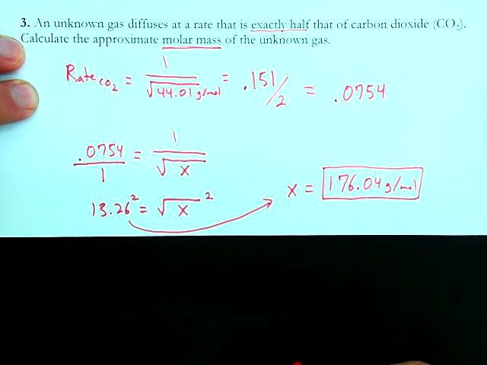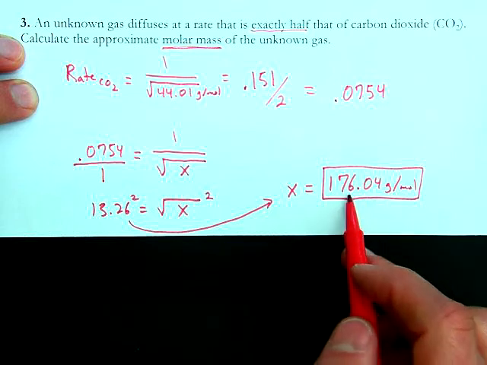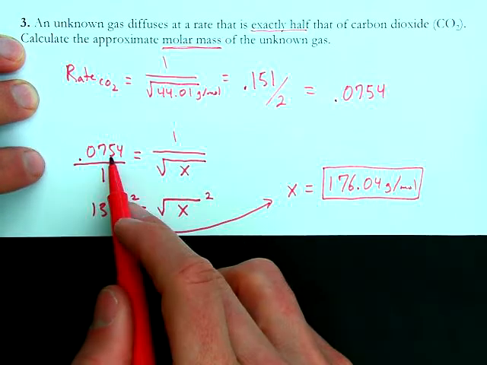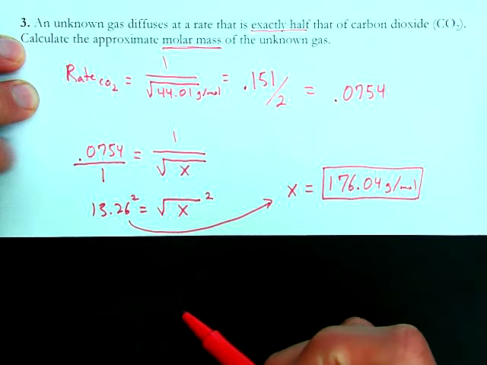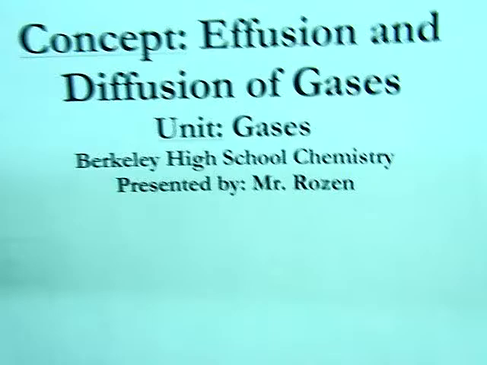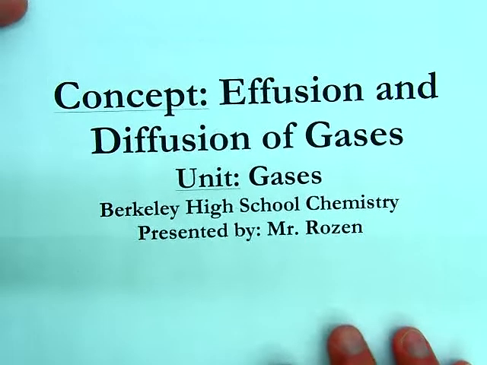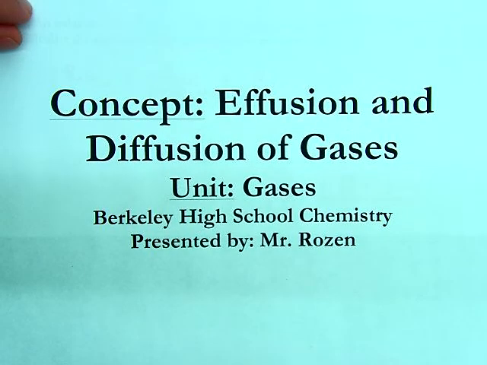And if you want to, you could always plug it back into this equation. You could say 1 divided by the square root of this, and you'll see that the rate is, in fact, this number, which is half of the rate of CO2. So this is just another variety of an effusion-diffusion problem. There are multiple varieties. Hopefully this has been helpful. This is effusion, diffusion. Keep working, keep practicing. Good job.